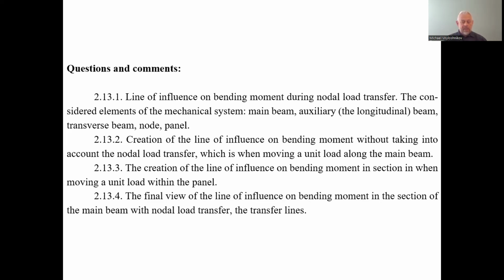And these segments and these magnitudes we take from the assumption that the load moves along the main beam, without the auxiliary beam, without the panels and auxiliary beam, without the connections between the auxiliary beam and the main beam.